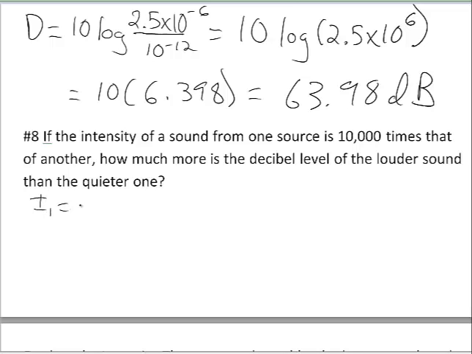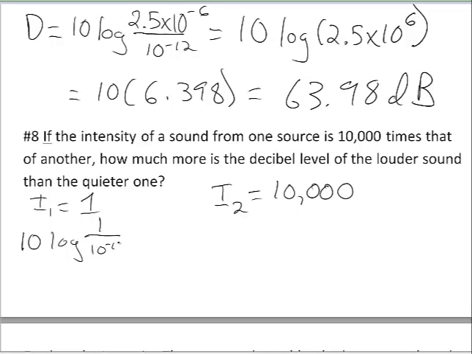So let's say that I1 is just 1. What that means then is I2, the more intense sound, is 10,000 times that, and so that's 10,000. Again, the units here are watts per meter squared. So it's just a matter of calculating this. So we take 10 times the log of 1 over 10 to the negative 12. And just to save some space, I'm going to do the intermediate calculations off-screen. This part would give you 12 times 10 is 120.